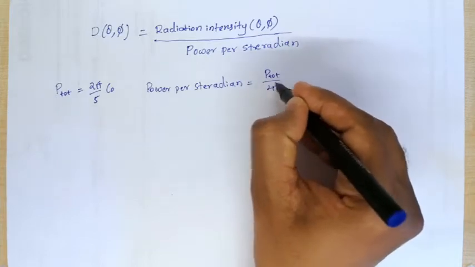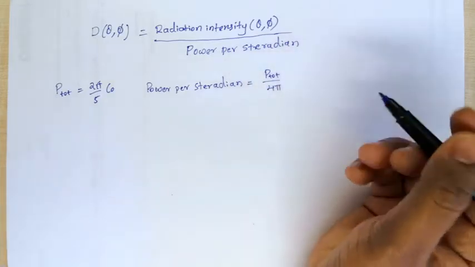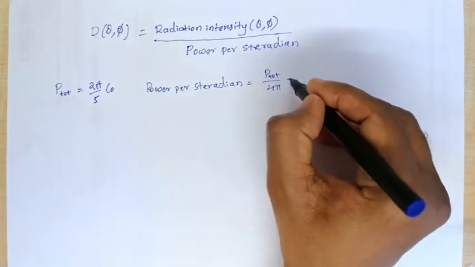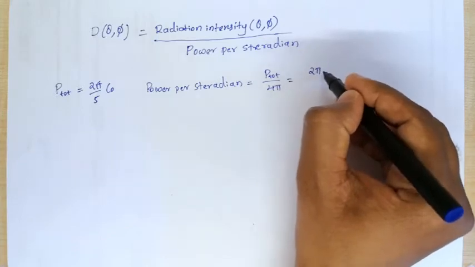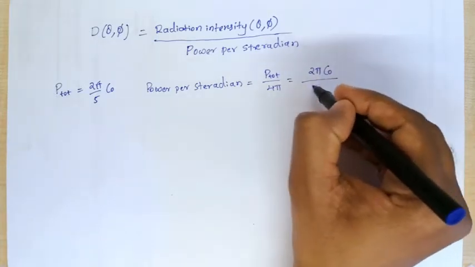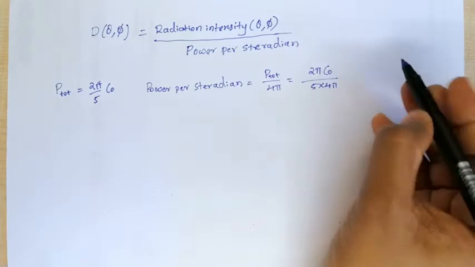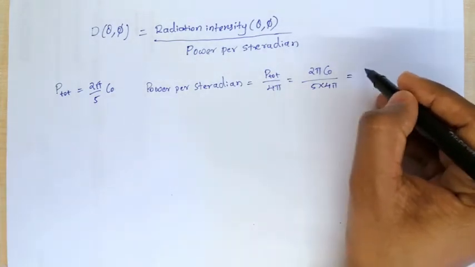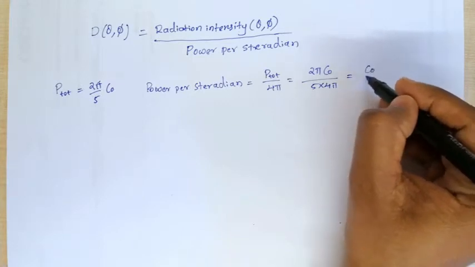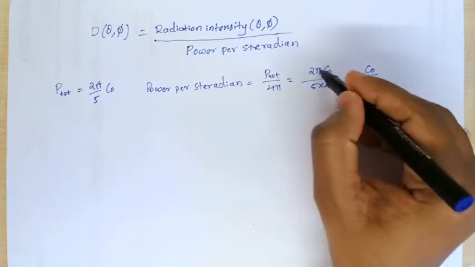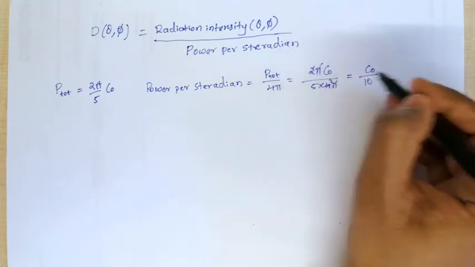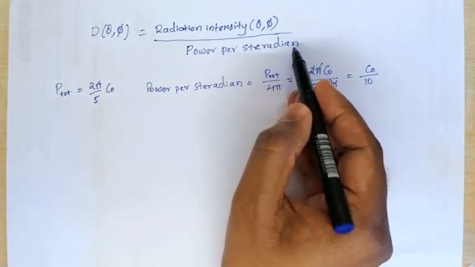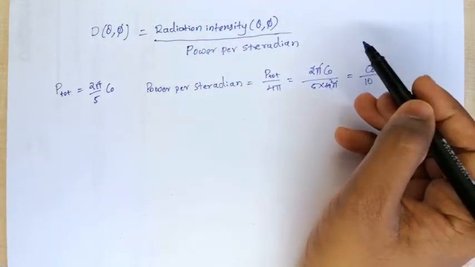This is the solid angle extended by a point over the whole sphere for an omnidirectional antenna. So this gives 2 pi C naught by 5 into 4 pi, and we can solve it like this. The pi cancels, and it's C naught by 10. So that is the denominator of this part. Now we have to find the radiation intensity.